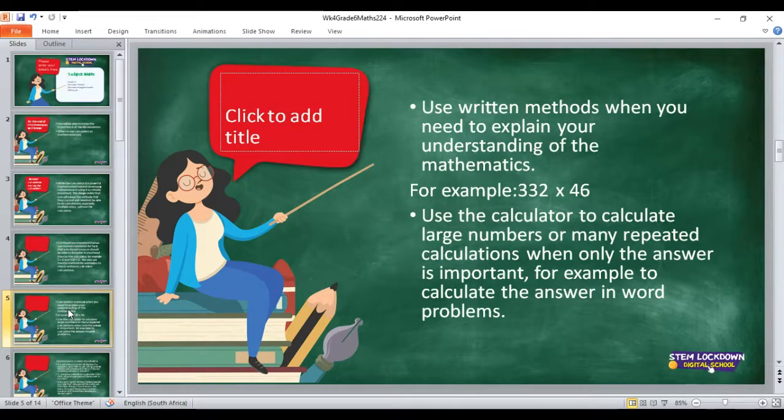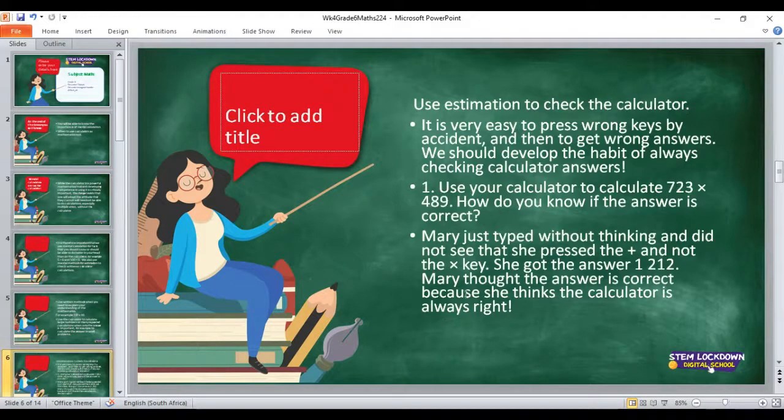Also, when there are many repeated calculations that need to be done, then you can use the calculator. Make sure that you use a calculator, because it's very important. Otherwise, if you use your estimation or written method, you might end up being confused. For example, to calculate the answer in word problems, you use a calculator. Let's check now on our next slide.